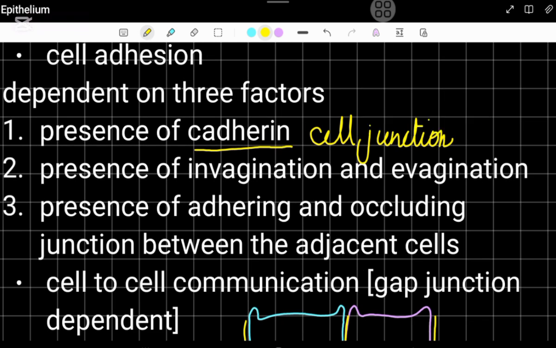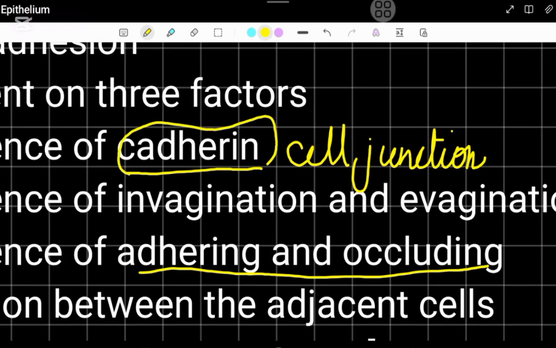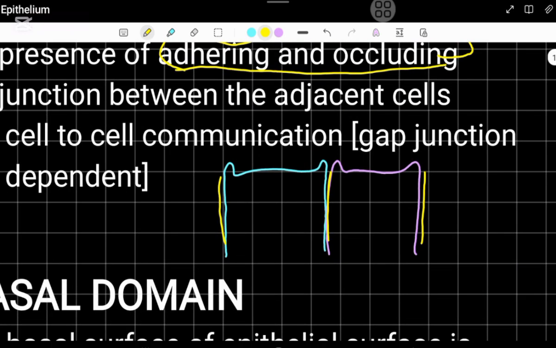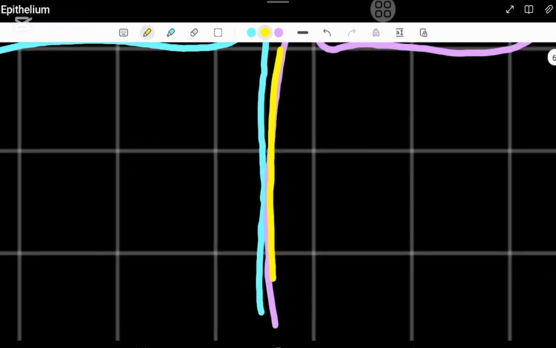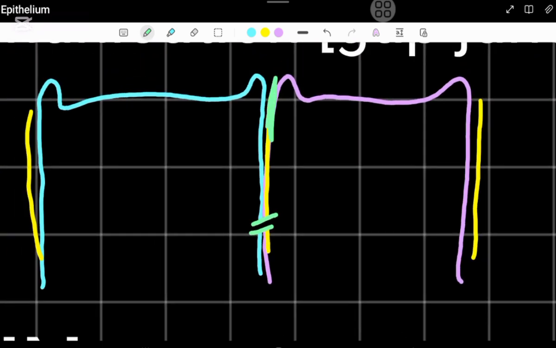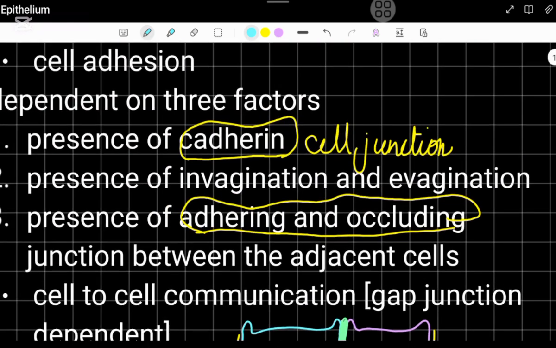Then they are present in cell junctions. Presence of invagination and evagination. Presence of adhering and occluding junctions. This protein is present in the cell junction, and these are cell junctions. Cell to cell communication occurs by gap junction, that is, a cell comes in contact with other cells. These cells come in contact at a particular region. Above this, the region is already bound tightly to the other cells, so no exchange will happen over here or down there. Exchange will happen only over this region, which is known as a gap junction.